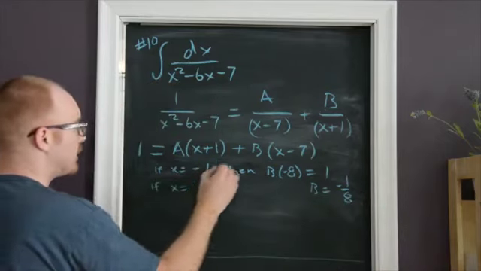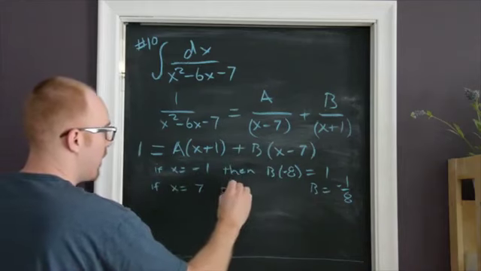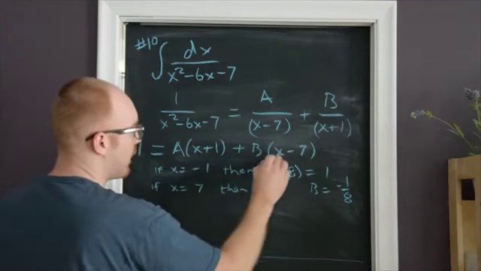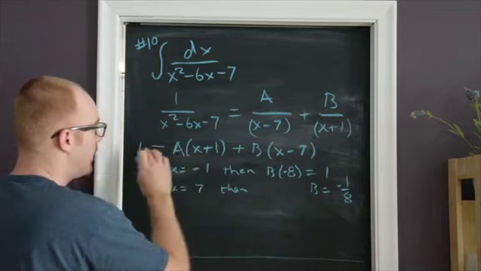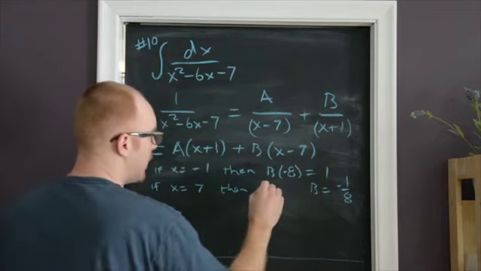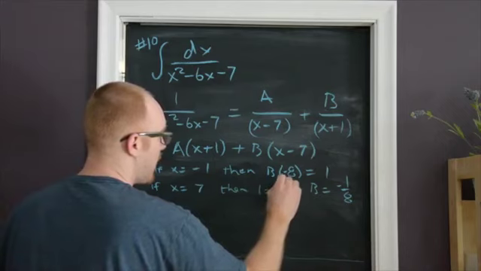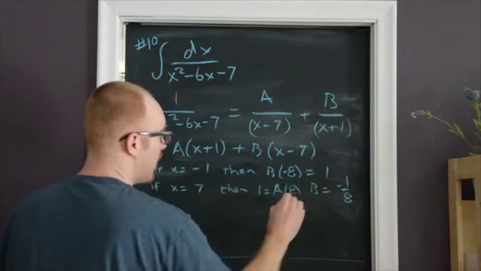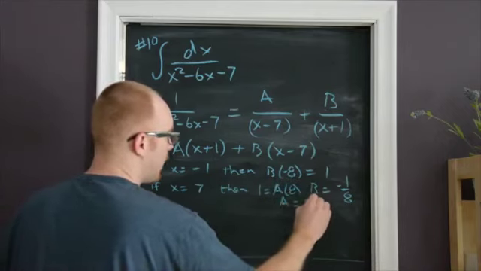If x equals 7, then this one drops out and we get 1 equals A times 7 plus 1. So we get 1 equals A times 8, and A equals 1/8.